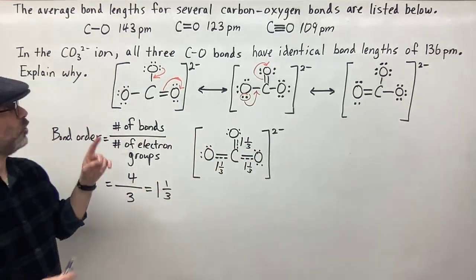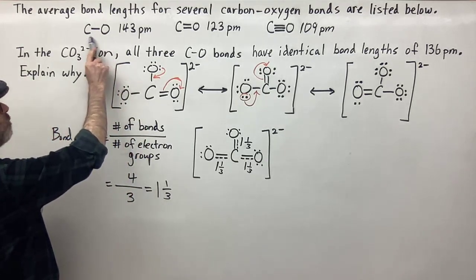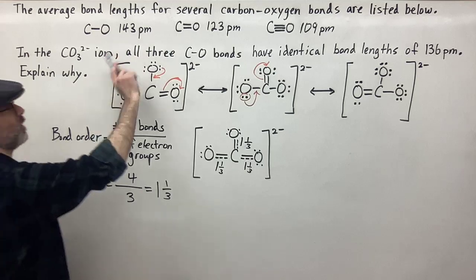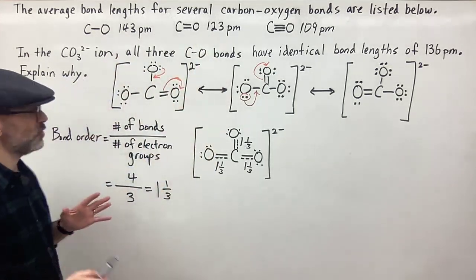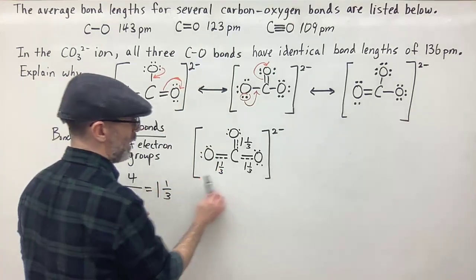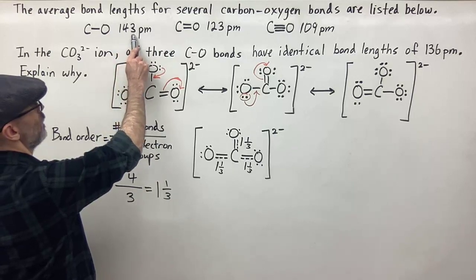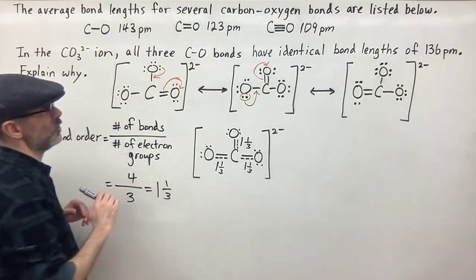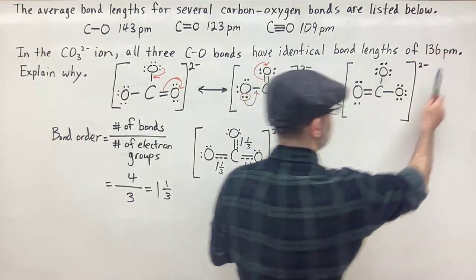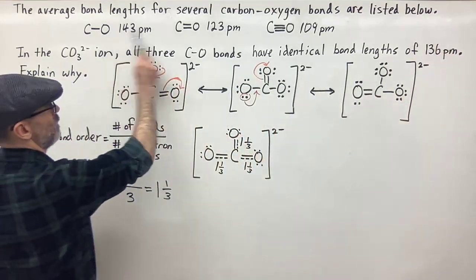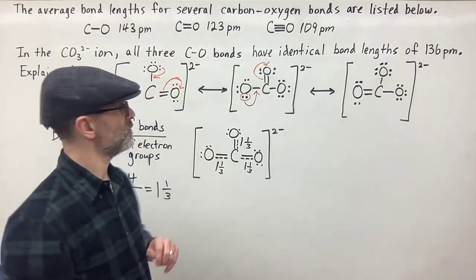Well, look at the difference here. I have a single bond is 143 picometers. A double bond is 123 picometers. So I have 1 and 1/3 bond here. So I know it falls between 143 and 123. And they're telling me that it's 136, which falls between those. But can I do better? Yes, I can do better.